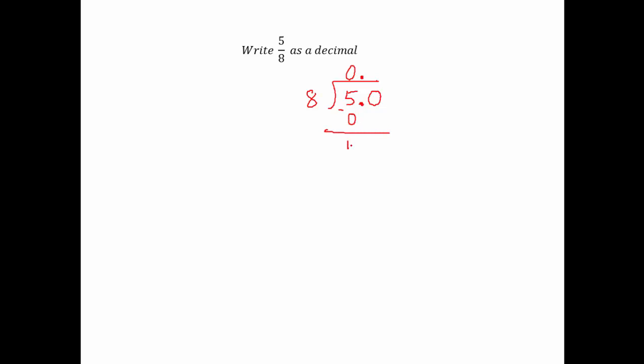5 minus 0 is 5. Bring down the 0 here. 8 times, how many times go to 50? So 6 times, right? 8 times 6 is 48. So 50 minus 48 is 2.